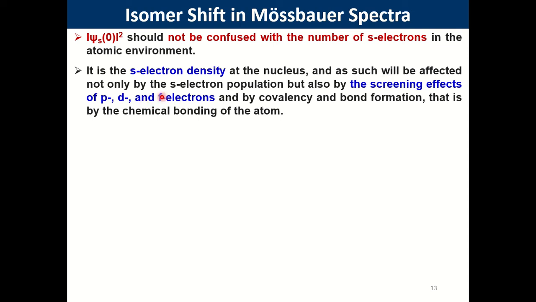So it is this s electron density at the nucleus, and as such it will be affected not only by the s electron population but also by the screening effect. If you are visualizing electrons in outer shells, they are not able to see the full charge at the nucleus because of the presence of inner shell electrons which act as a shield. So that is the shielding due to the inner shell electrons, and even the electrons within the same shell will contribute to shielding, to a lesser extent, but they definitely do.